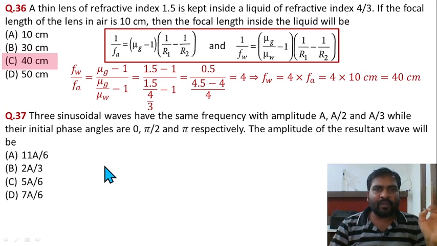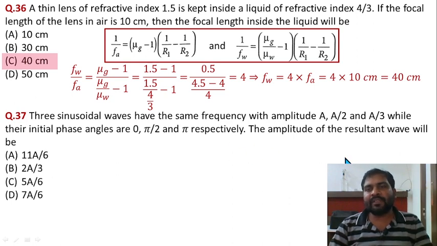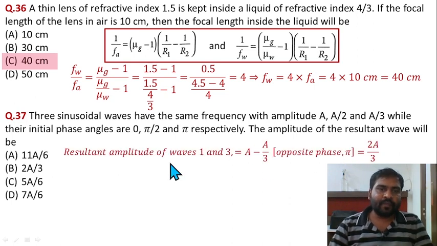Question 37. Three sinusoidal waves have the same frequency with amplitudes A, A by 2 and A by 3, while their initial phase angles are 0, pi by 2 and pi respectively. The amplitude of the resultant wave will be? The resultant amplitude of wave 1 and 3: wave 1 and 3 have opposite phases, so A minus A by 3.